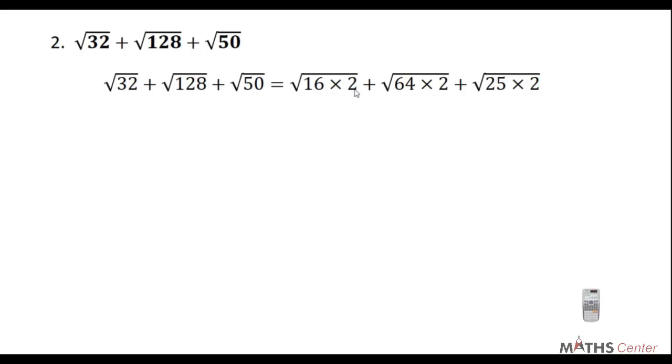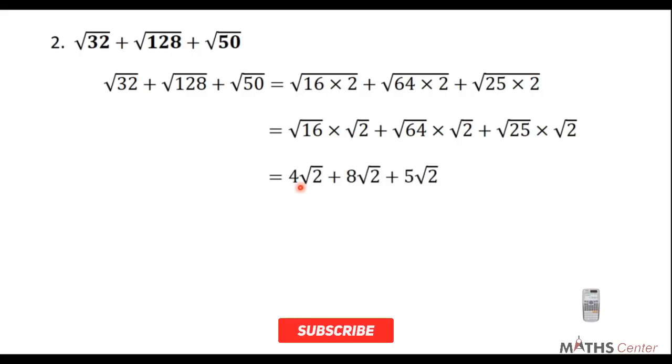We have 16 times 2 for 32. Then we have 64 times 2 for 128. We have 25 times 2 for 50. Then, if we are reducing this, this will give us square root of 16 times square root of 2 plus square root of 64 times square root of 2 plus square root of 25 times square root of 2. Square root of 16 is 4. 4 times square root of 2 gives us 4 root 2, plus square root of 64 is 8. 8 times square root of 2 gives us 8 root 2. Then plus square root of 25 is 5.